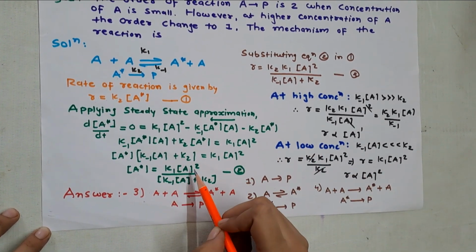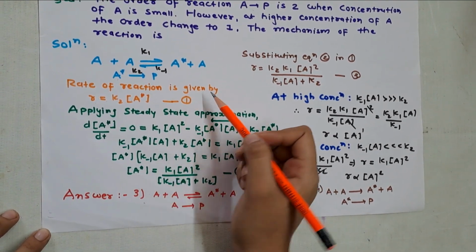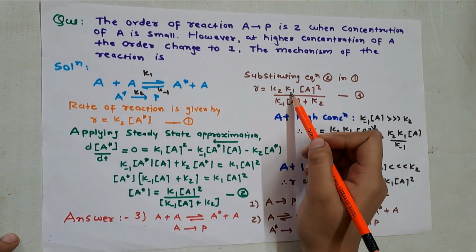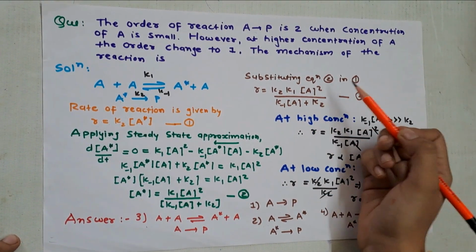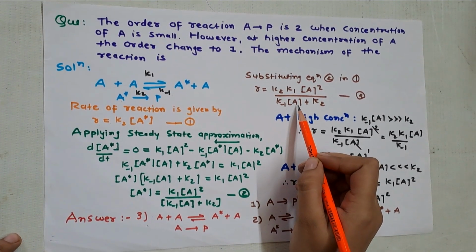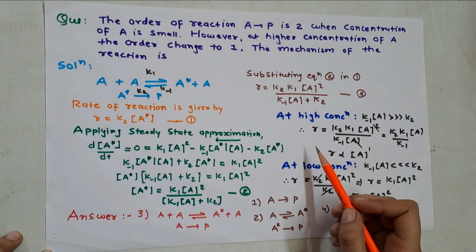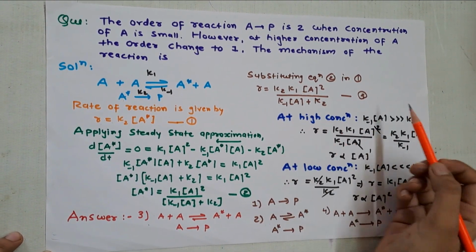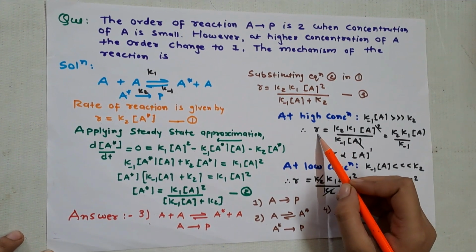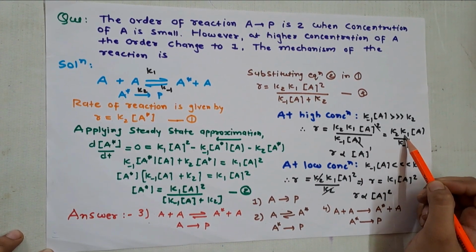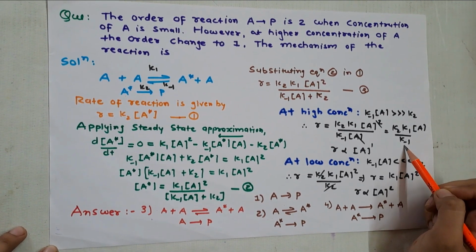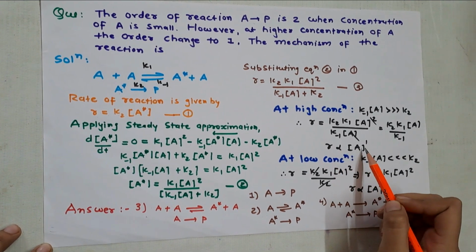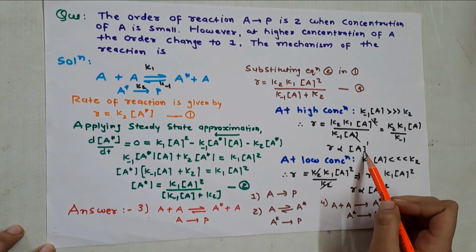Now we will substitute equation 2 in equation 1. So we get the rate of reaction R is equal to K2 into K1 into the concentration of A squared, divided by K minus 1 into the concentration of A plus K2. Now, at high concentration we can neglect the K2 term. So we obtain R is equal to K2 into K1 into the concentration of A divided by K minus 1. So the rate of reaction is directly proportional to the concentration of A. So it is a first order reaction.